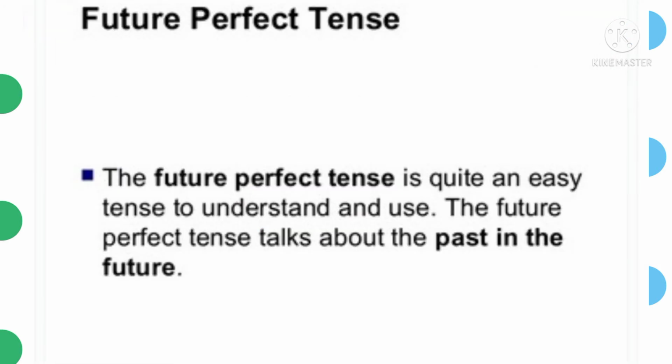Let's shift our focus to the next tense, that is future perfect tense. This is used about the past in the future. That means it must have happened in the future. Okay, already we know that perfect tenses will be used to express an action that is completed. Present perfect, just completed. Past perfect, it happened somewhere in the past. And future perfect, it will have happened in the past.